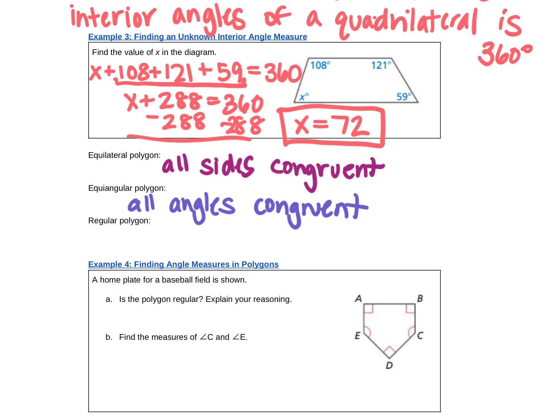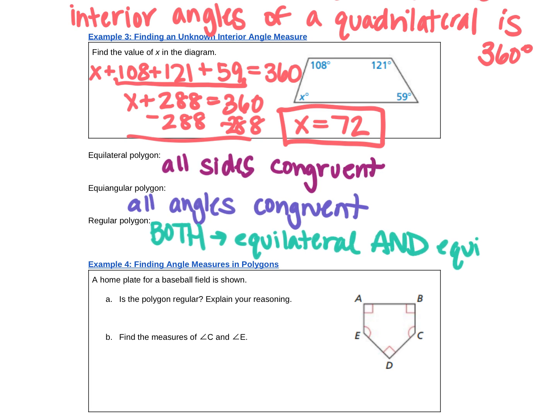And an irregular polygon is both equilateral and equiangular. It is very, very common for a figure to be referred to as a regular polygon. So you guys got to know that that means everything is the same.